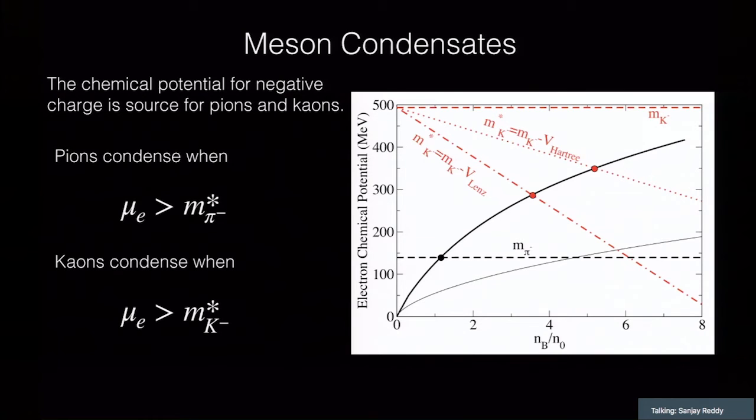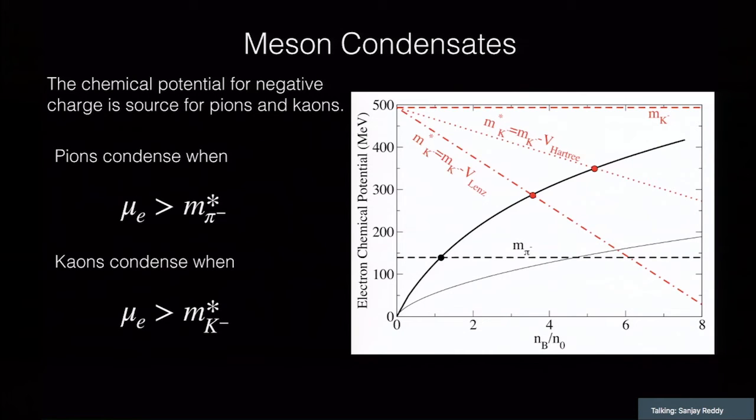Now, another possibility that you should be aware of that was considered in the past is the appearance of bosons. There are negatively charged bosons in the hadron spectrum. The pi minus is an example. The K minus is an example. And we know, again with the simple analysis, that when you increase density in a neutron star, the chemical potential for neutrons increases, but the chemical potential for electrons, which are negatively charged objects, also increases.